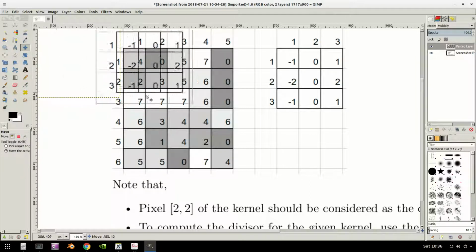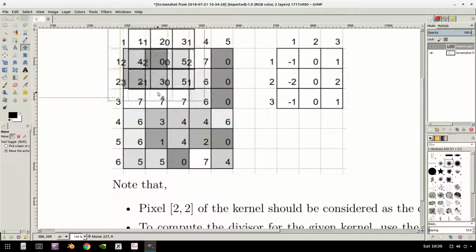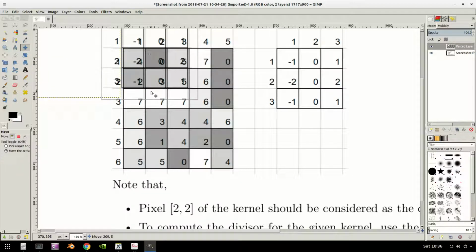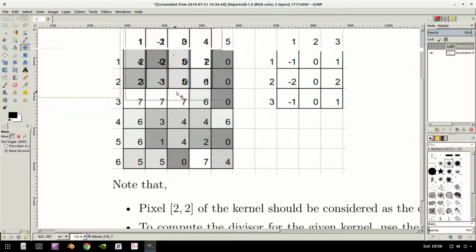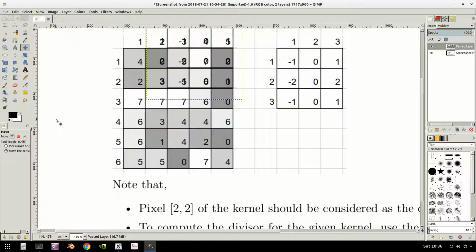Yes, I really like this one. And then for the next pixel, you go over here, and then over here. It keeps on sliding like that.